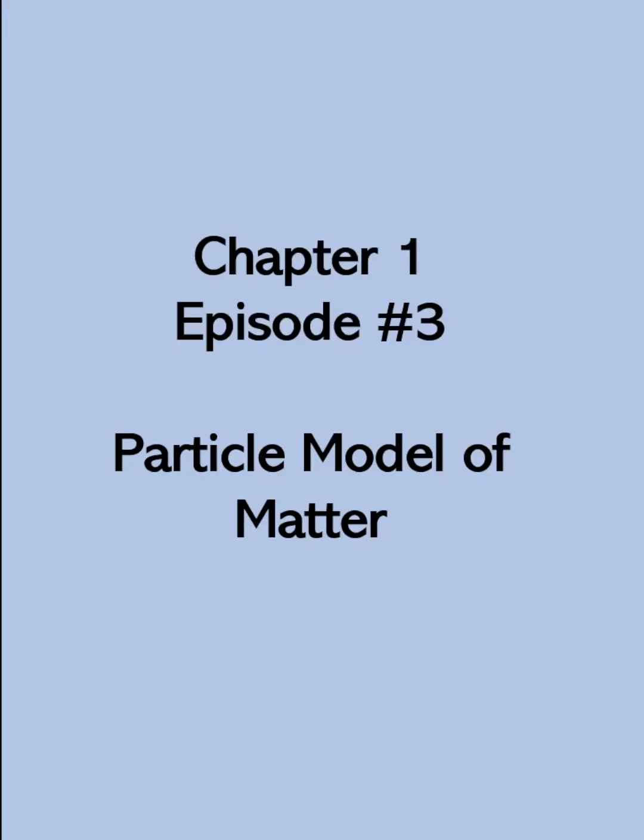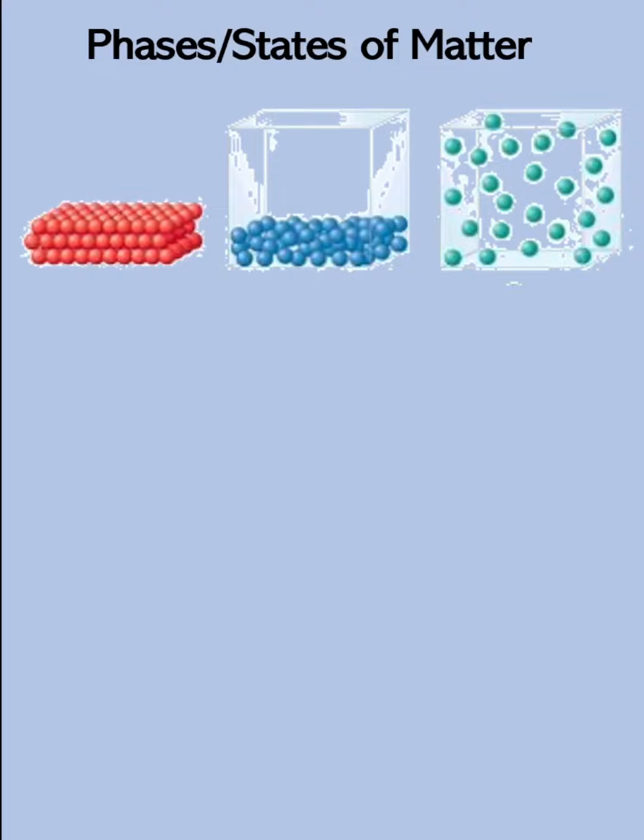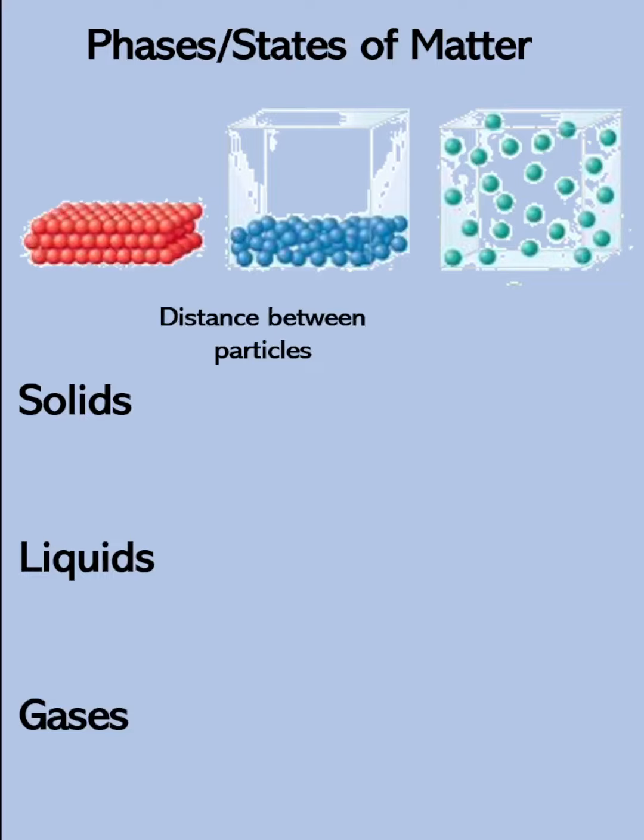Chapter 1, Episode 3 is about the particle model of matter. So we can visualize the particles of matter using this one. Now, these are the particle models of solids, liquids, and gases. Let's differentiate them in terms of the distance between their particles.